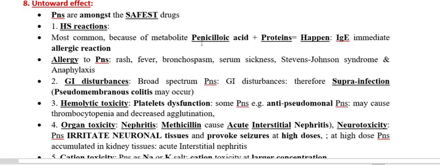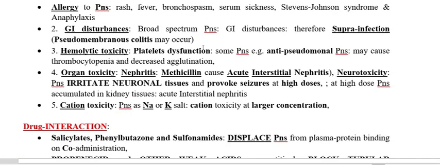Now, why? This is the reason. Next is GI disturbance. GI disturbance is common with broad spectrum antibiotics. When you use any broad spectrum antibiotic, not only penicillin, it is going to produce superinfection, which I mentioned earlier. This superinfection, like pseudomembranous colitis, means GI disturbance is also produced by broad spectrum penicillins, like pseudomembranous colitis.